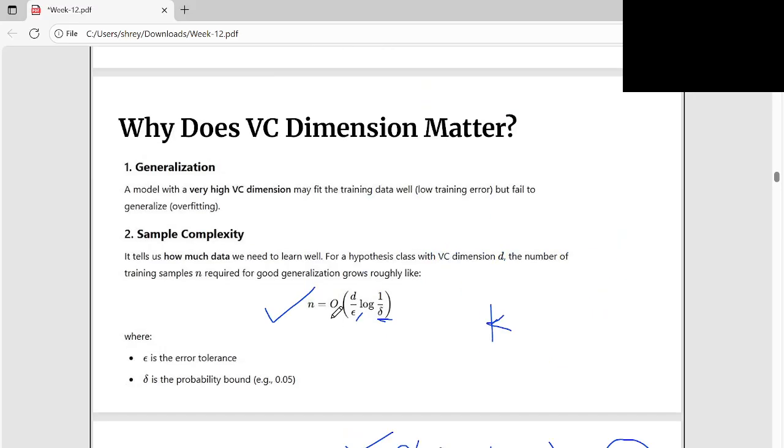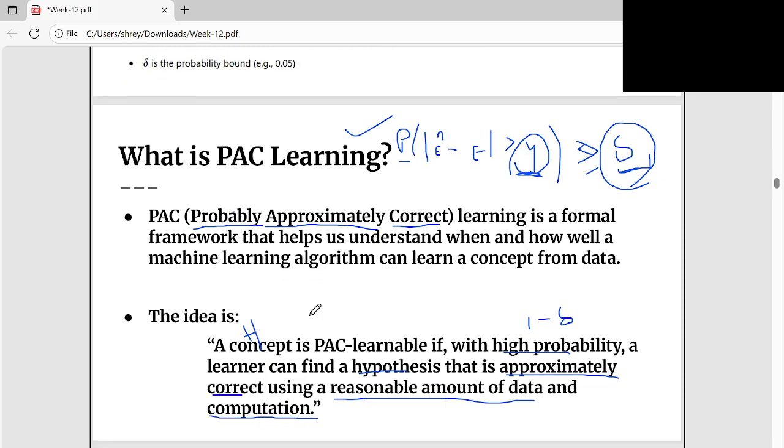Obviously, as the VC dimension grows, the number of examples will grow, because this is the formula. This was the formula, right? The VC dimension is directly proportional to the number of samples n. So if the VC dimension is more, then the number of samples required is more.